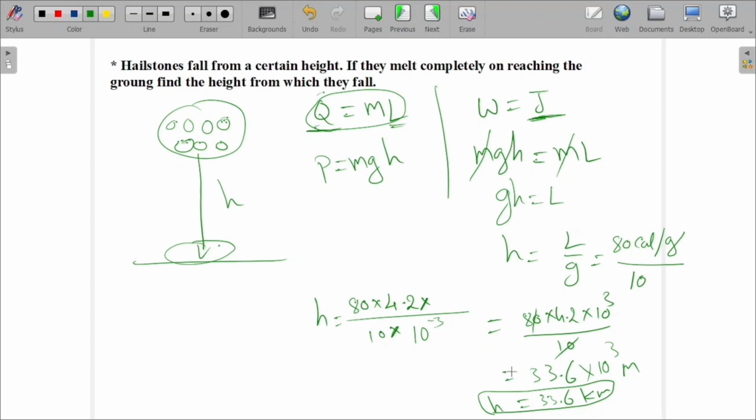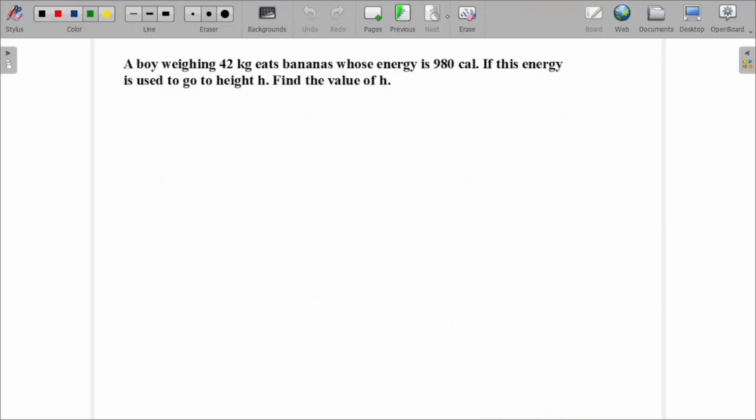So while falling from there to here, it's going to be completely melted. The height we didn't know, so that height is 33.6 kilometers. If it falls from there, then it is going to be completely melted. Okay, we'll see the other one.